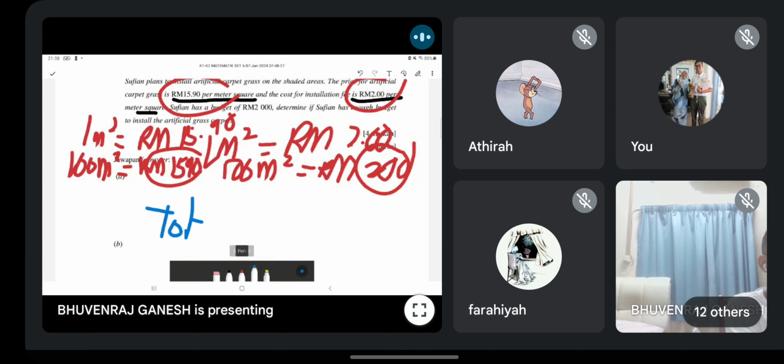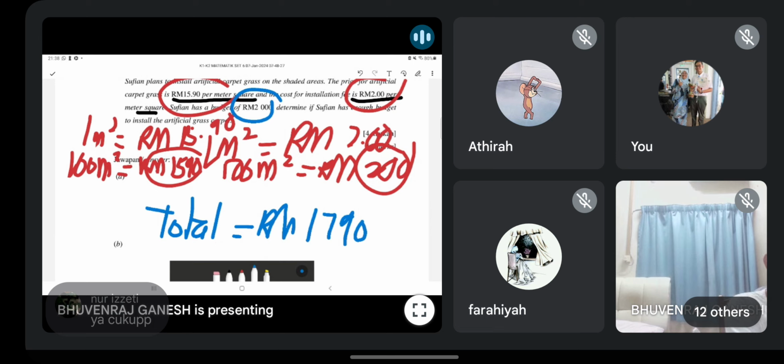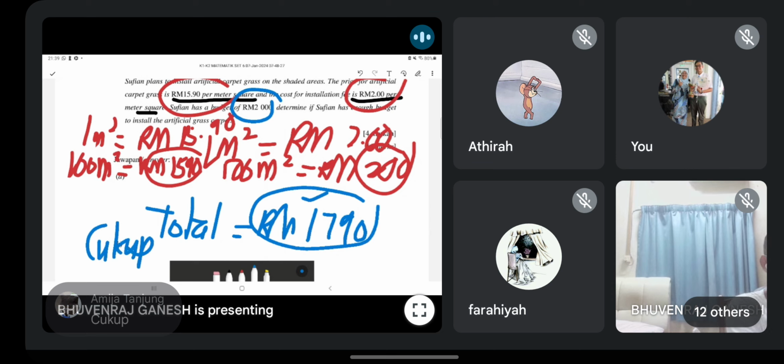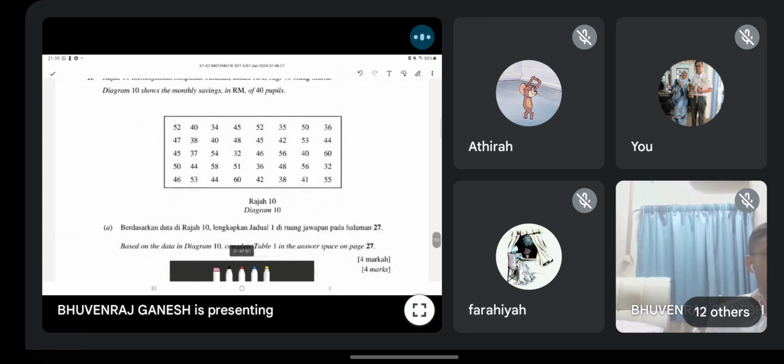So guys, adakah dia cukup budget dia? Can anyone answer? Yang diperlukan 2000. Dia ada 2000. Okay, yang diperlukan RM1790 cukup. Okay, sufficient. Sebab yang ni lebih kurang dari yang ni. Okay, that's all. Okay guys, so next one.